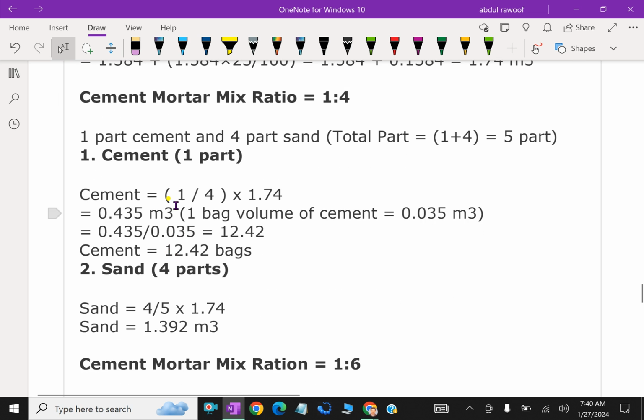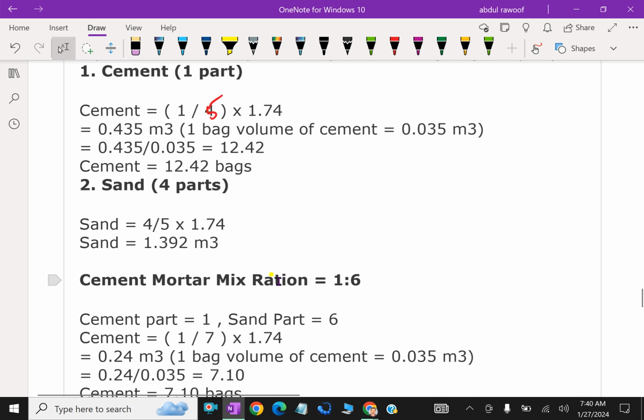Now suppose we are using the standard mix ratio 1:4 for mortar, 1 part cement, 4 part sand. For cement, it is 1 part, sorry, 1/5. So this gives 0.435 meter cube. 1 bag of cement is 0.035 meter cube. Therefore, cement required is 12.42 bags.